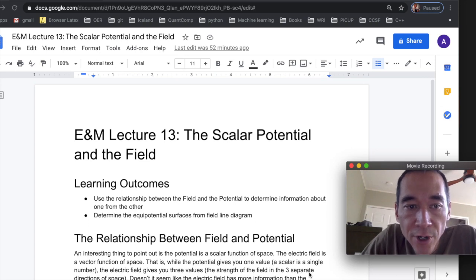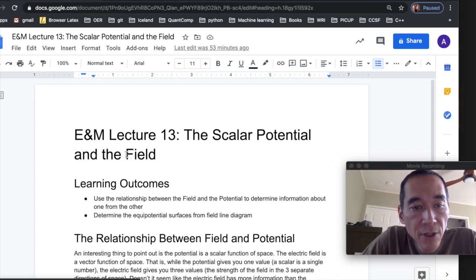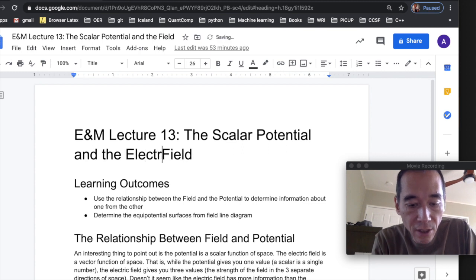13 in an introductory class in electricity and magnetism. And in this lecture, I'm going to talk about the relationship between what is called the scalar potential, or the electric potential, and the electric field. So the field in particular is the electric field.